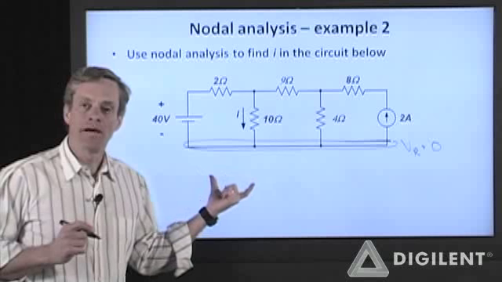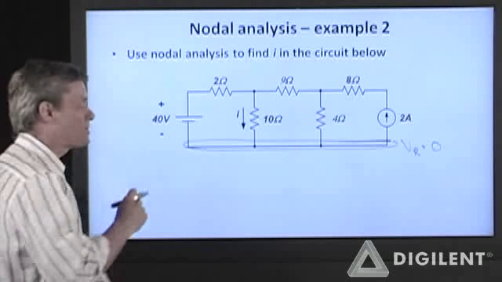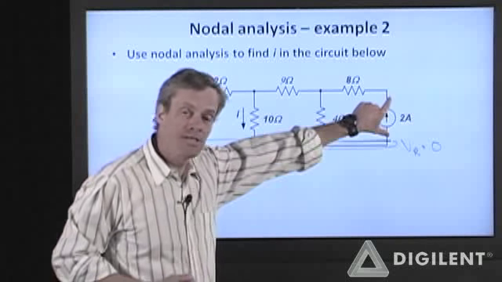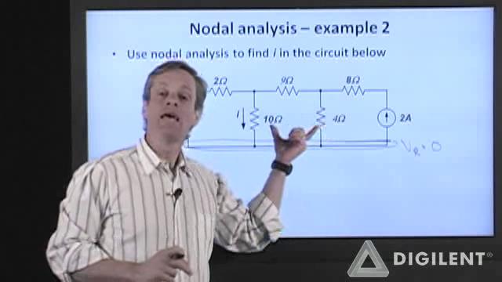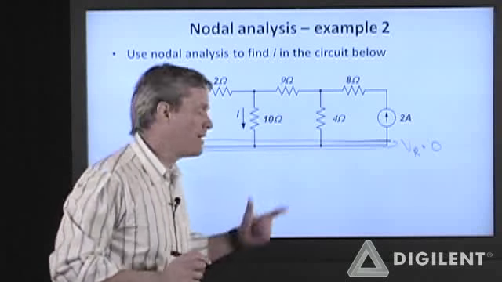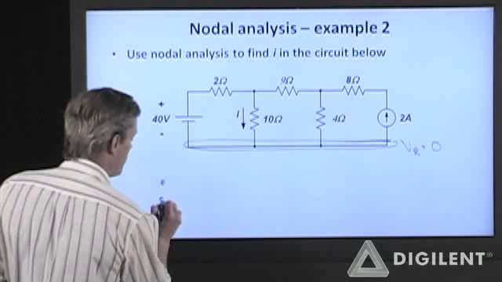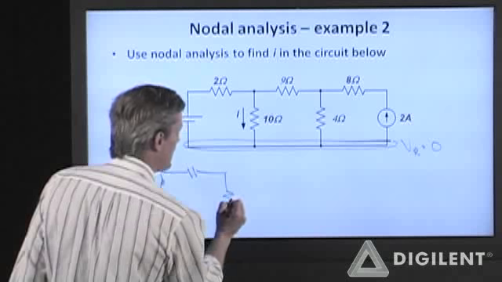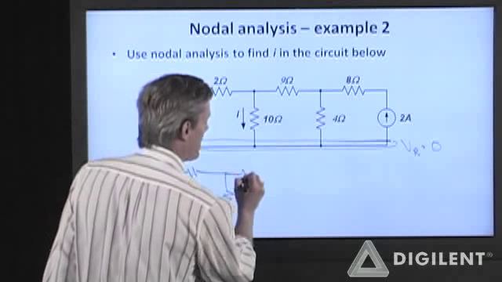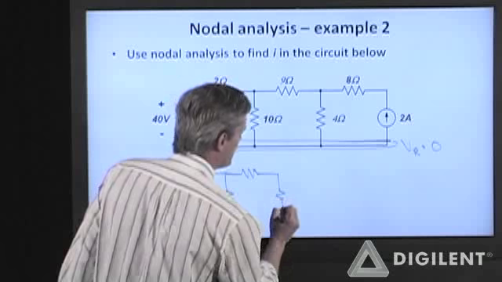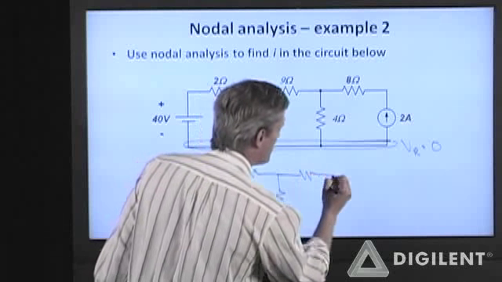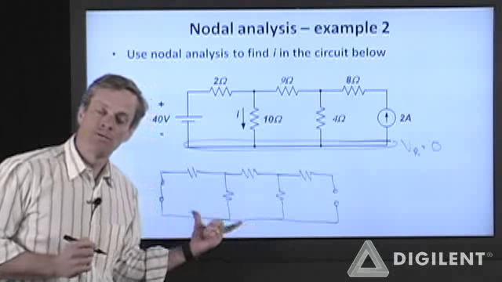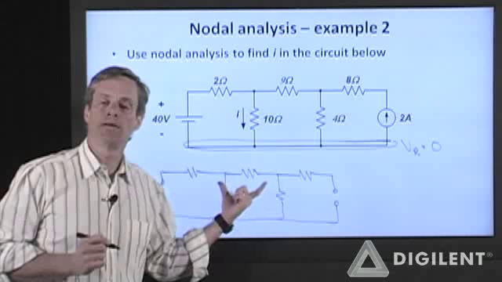Now I need to identify my independent nodes. I'm going to kill my sources: replace this voltage source with a short circuit, replace this current source with an open circuit. Any remaining nodes will be independent nodes. So I have a short circuit here where this 40 volt source was, resistances here, and an open circuit over here. The values of these resistors at this point don't matter. I'm just trying to find independent voltage nodes.